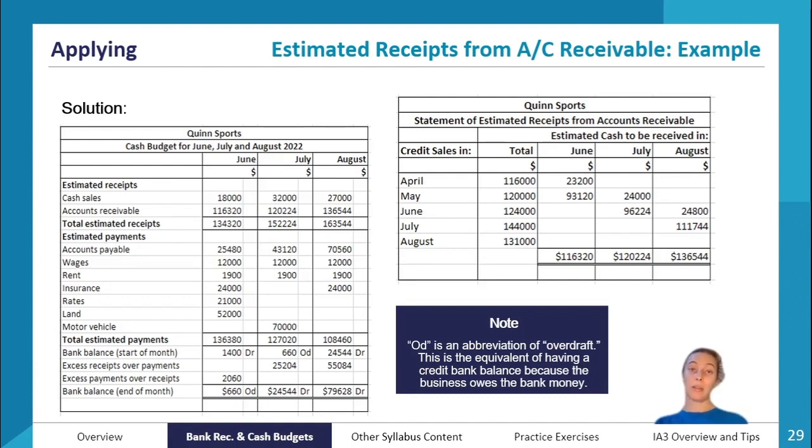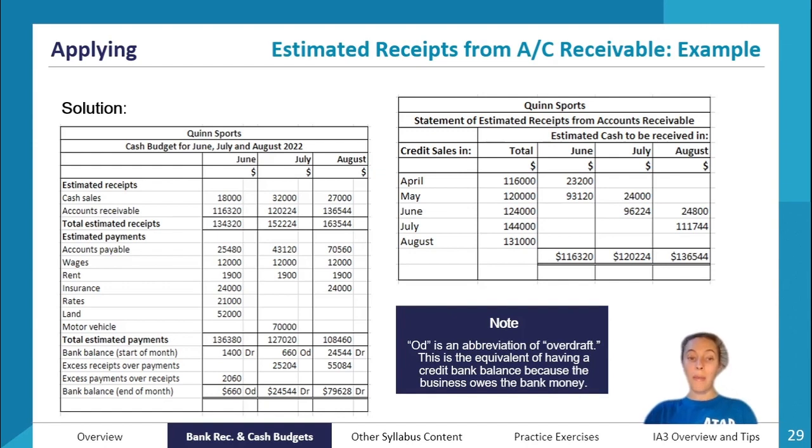So instead of saying debit, we say overdraft. So OD is an abbreviation for overdraft. That's the equivalent of having a credit bank balance because the business owes the bank money. We've overdrafted our balance there. And then you can see it flips around in the following month. We bring that $660 of overdraft across to July for the start of the month. But then we've got this influx and we've got more receipts than we do payments. And so then it's flipped around and we've ended up with a debit balance in July.